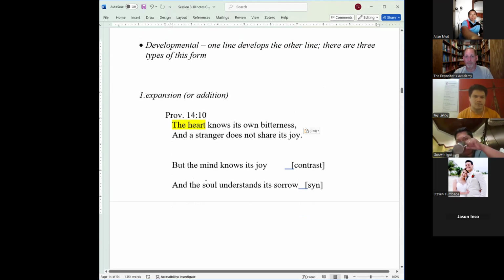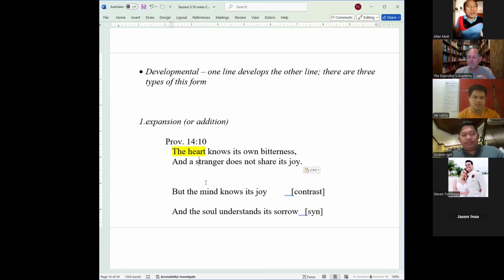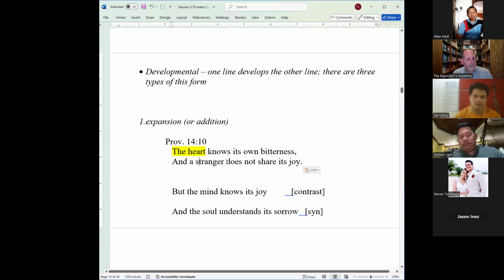A second form of development. Yeah, question or comment. I'm just confused about the sentence. Is there any possible ellipsis in the second line, Pastor Tim? What do you think the ellipsis would be? For example, "a stranger's heart does not share its joy," or like that.